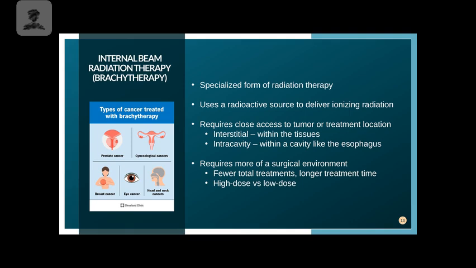Because it is so precise, we're going right into the tumor tissue, there's going to be fewer total treatments, but the time is usually longer. So with regular external beam therapy, it's very fast. Usually patients are in and out in like 15, 20 minutes, and that's from start to finish, arriving, getting situated on the table, doing the treatment, and then leaving. So it's not super long at all. With these, they could be under anesthesia or within the surgical suite for an hour or longer.